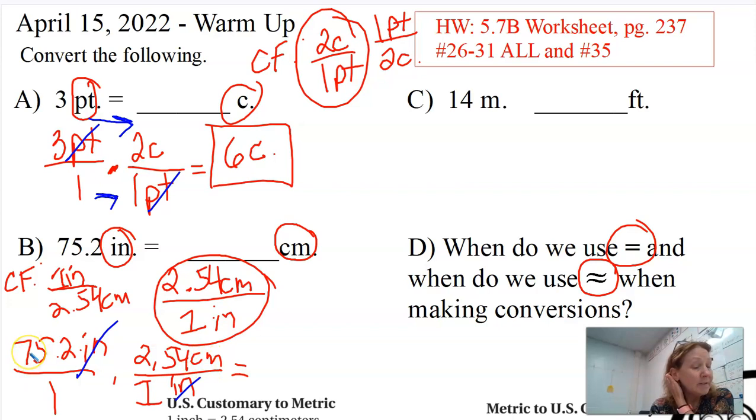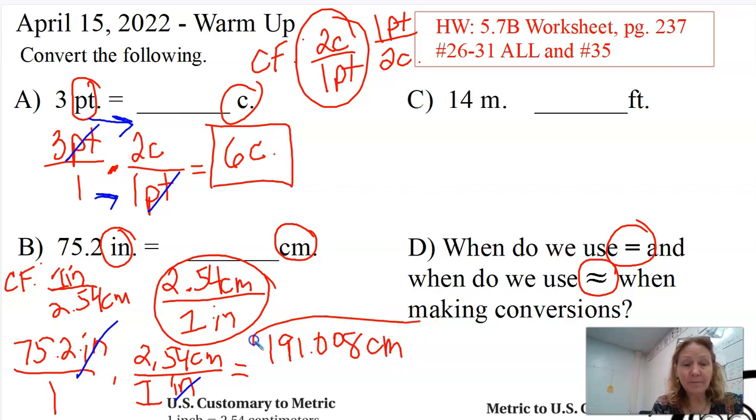And I need to do 75.2 times 2.54, and I get 191.008 centimeters. And that's my answer. Don't round, right? Don't be afraid to put a decimal. I mean, anything past 4 decimals, I don't recommend, but it's okay to have up to 4 decimals.